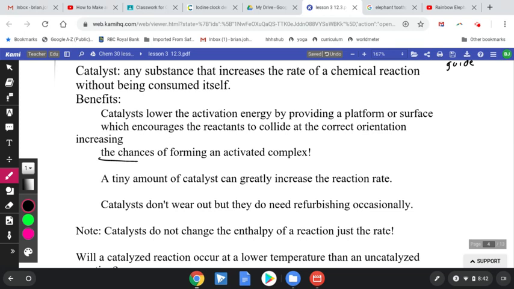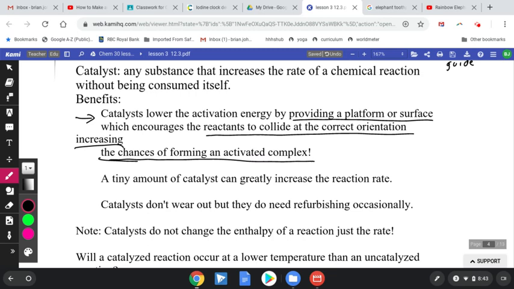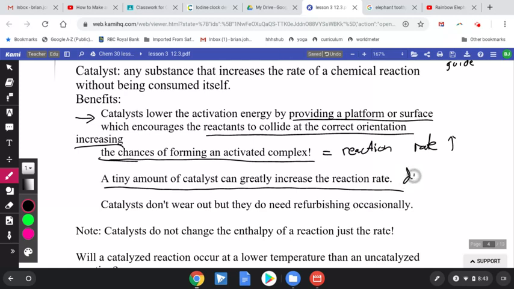Okay, so catalysts lower the activation energy by providing a platform or a surface, which encourages the reactants to collide at the correct orientation. And this greatly increases the chances of forming an activated complex, which equals a reaction. So the rate is increased if the chance of a successful collision is increased. A tiny amount of catalyst can greatly increase the reaction rate. It's literally drops.